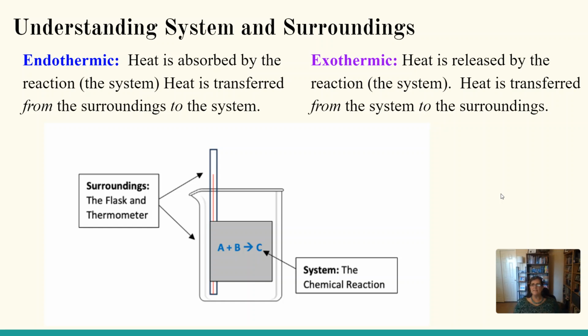So let's think about how these things will feel to us if we're holding that beaker. If we're holding the beaker and it's endothermic, heat is transferred from the surroundings, our hand, to the reaction. So heat is leaving our hand and it's going into the reaction. That makes us feel cold. Now, exothermic, if we're holding that beaker, heat is exiting. So it's coming out of the reaction to the beaker. So the beaker is going to feel hot to us. So exothermic feels hot, endothermic feels cold.